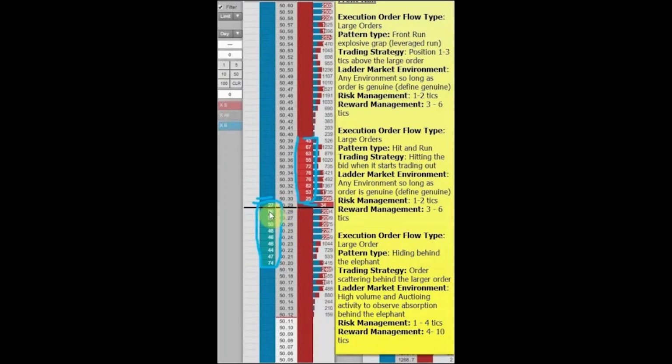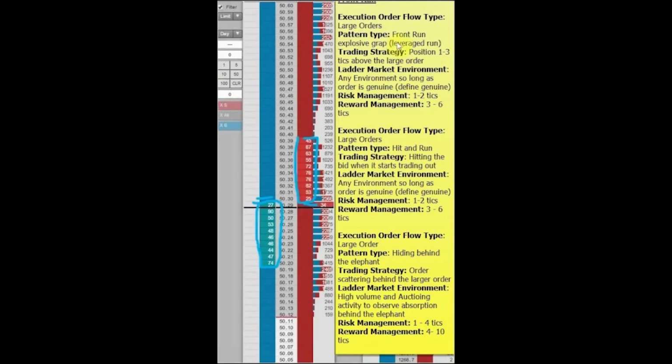So the moment we see that large order come onto the book, we can start positioning and start putting our orders just above that large order, between a 1 to 3 tick or 2 tick position above the large order, or if the large order comes on the sell side, 1 to 2 to 3 ticks below the large order on the sell side.